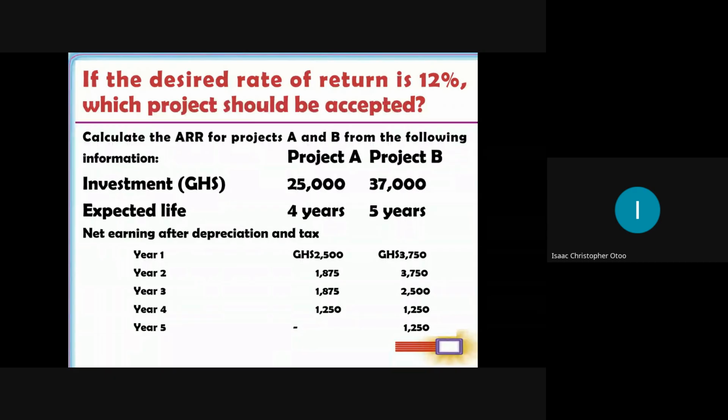Because they say after depreciation and taxes, we go straight and add them: 3750 plus 3750 plus 2500 plus 1250 plus 1250. There are 5 years, so divide by 5. What did you get for the annual average? 1750. And then the average investment is 37,500 divided by 2. That will give you 18,750. So your annual average profit divided by that times 100.